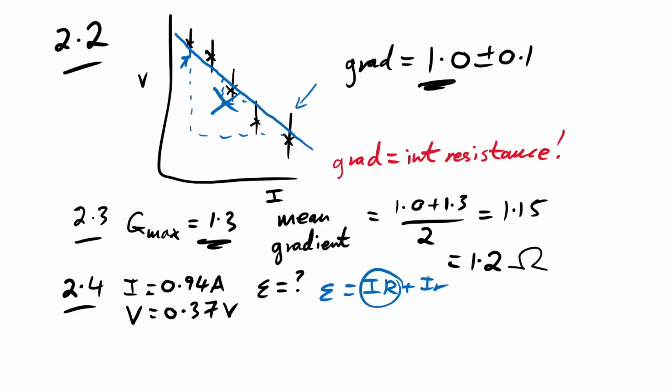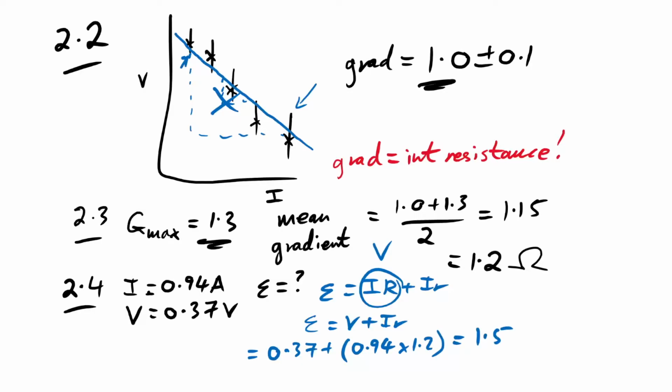Of course, this here is just the terminal PD, so therefore we can just say that's equal to V plus Ir. So that's going to be equal to 0.37 plus that 0.94 times our internal resistance, and it gives us 1.5 volts. But I guess we should probably go to 3 sig figs, seeing that it's 2 decimal places anyway, because that's what our voltage is given to, our PD. So I'm going to call that 1.50.